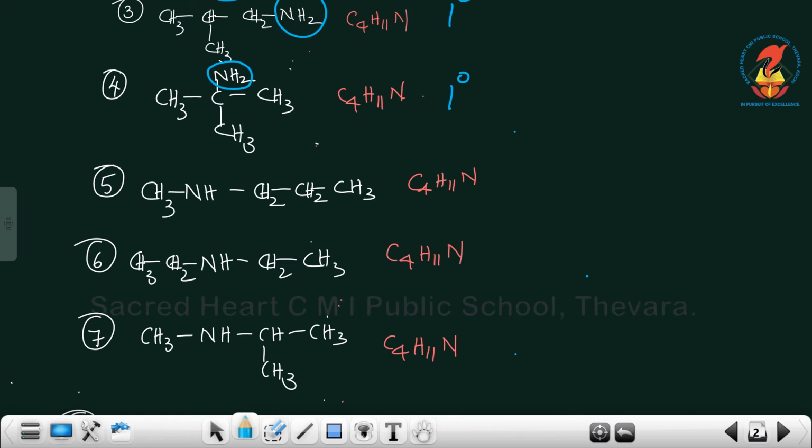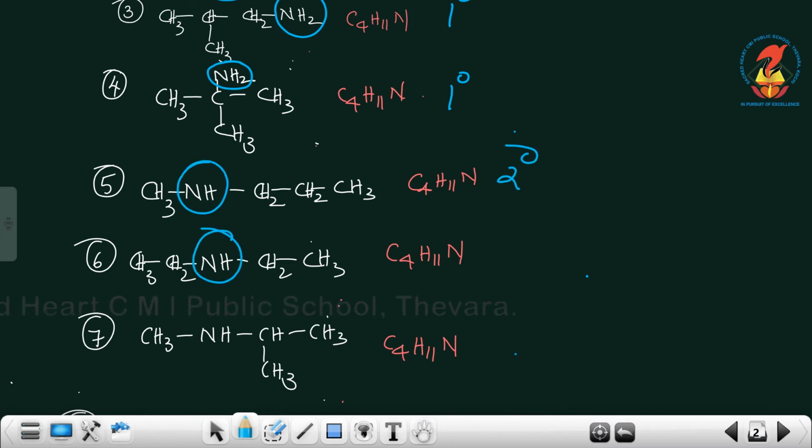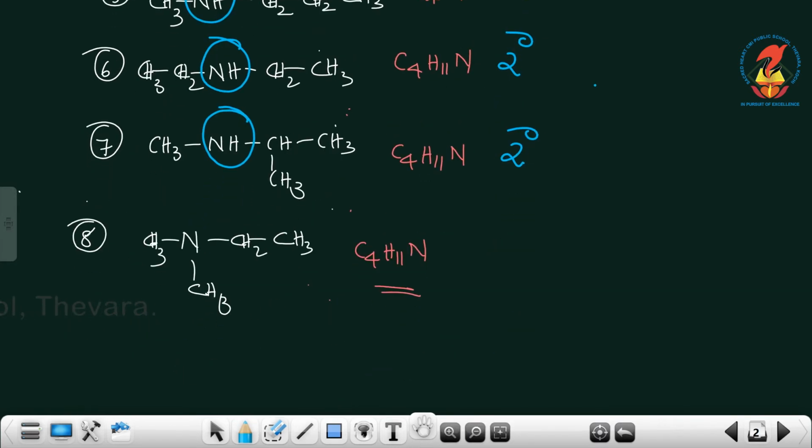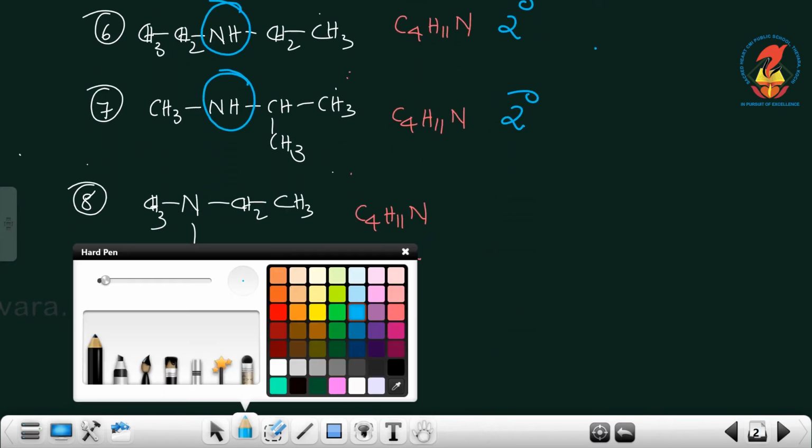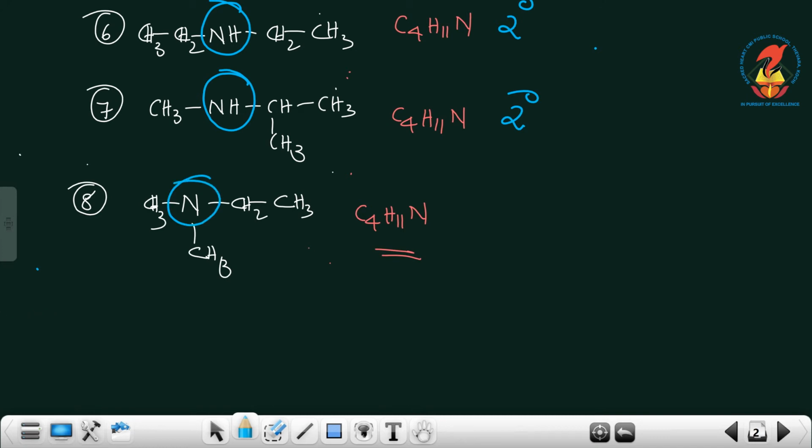But the fifth one is NH, so it is a secondary amine. The sixth one is also NH, so it is a secondary amine. And the seventh one is also NH, so it is a secondary amine. And the last one, the 8th isomer, has a nitrogen atom with no replaceable hydrogen, so it is a tertiary amine.